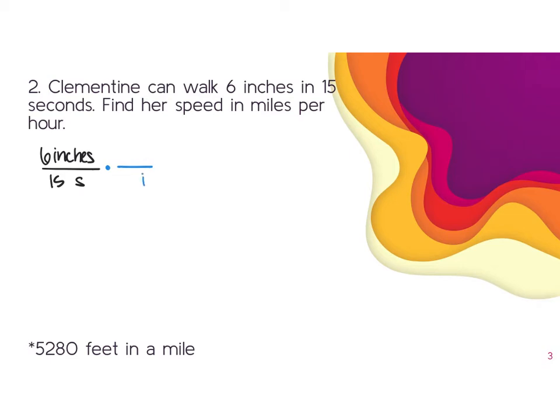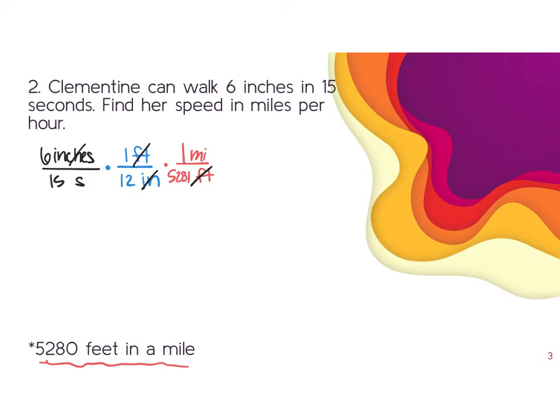And I want my denominator to be inches. I know that there are 12 inches in 1 foot. My inches cancel. Now I'm going to change feet, knowing that at the bottom it tells me there's 5,280 feet in 1 mile. I know feet needs to be in the denominator because I want my feet to cancel. So I'm going to do 5,280 feet in 1 mile.